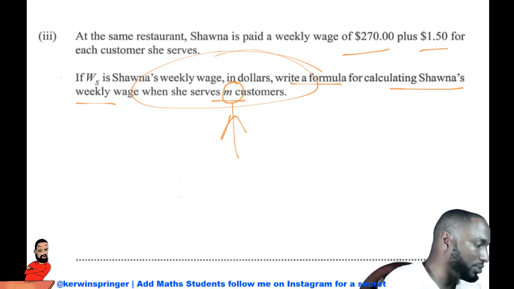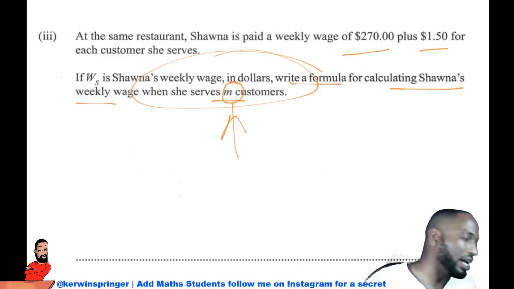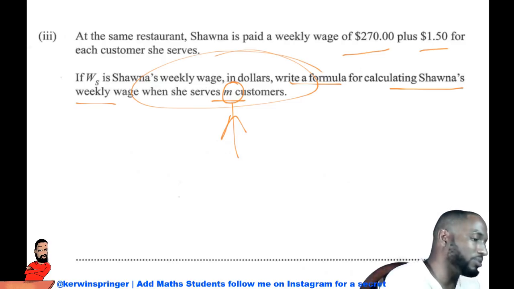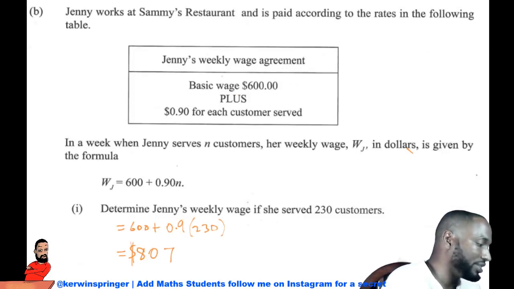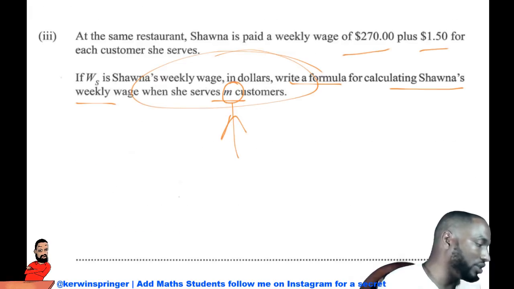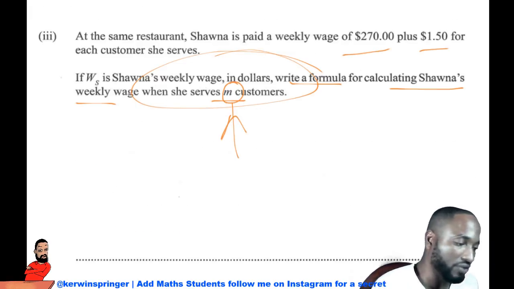I'll just give you a little glimpse back. You could always scroll back and tap back a little bit and you'd be able to see this, so you can compare. Remember, this was the equation for Jenny, and now we're looking at the equation for Shauna. We need to write the formula for Shauna.